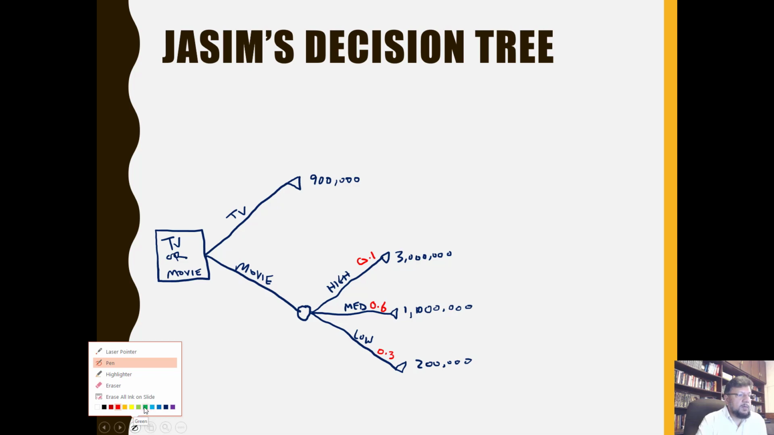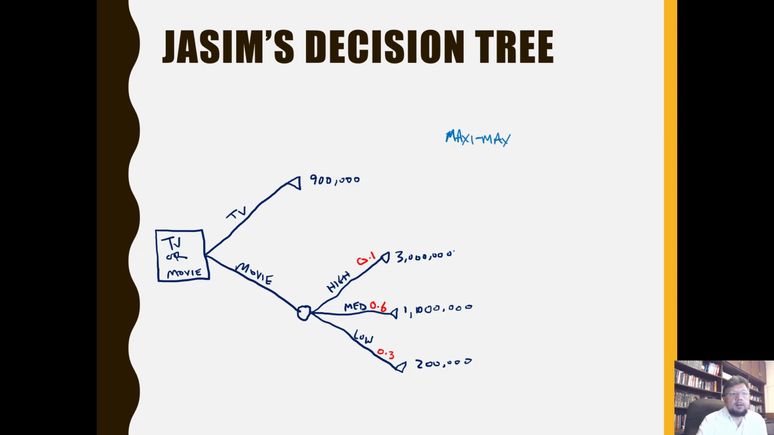Now there are various ways he could take a decision. So let's start with this: let's say Jasim is an optimist and he wants to pick the option which gives him the maximum possible return. That would be a decision that we would call a maxi-max decision. In a maxi-max decision, you look at the maximum from each branch and then pick the branch which offers you the maximum of these. So the maximum that TV offers is 900,000. The maximum that the movie branch offers is 3 million. So the maxi-max decision would be you go for the 3 million. That means you go for movie.